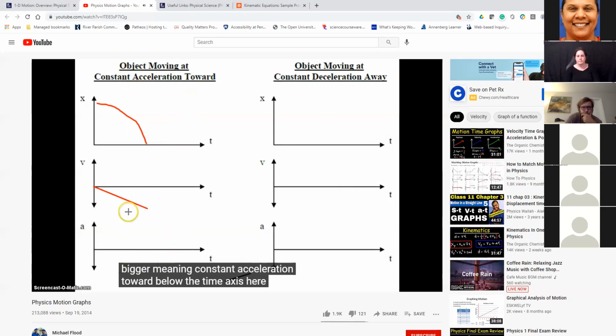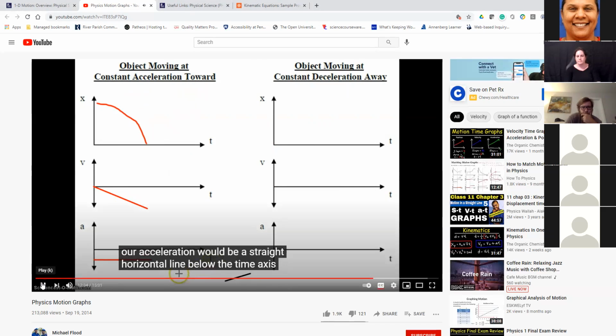Here we have a negatively sloped line. The slope of this is the acceleration, of course. So our acceleration would be a straight horizontal line below the time axis.